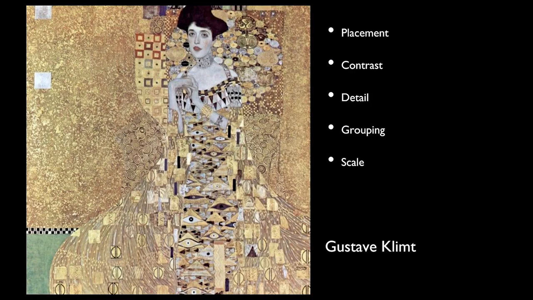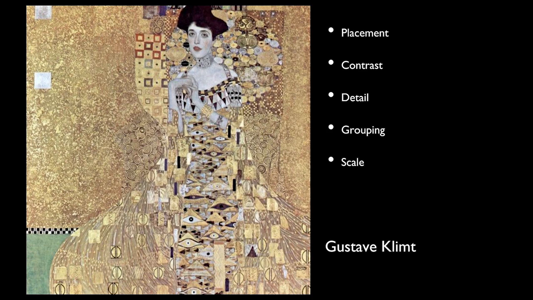Let's take a look at this work by Gustav Klimt. The focal point is the woman's face. You can see that he has not used placement, as the face is up towards the edge of the canvas. He has, though, used contrast, as the pale, flat tones of the skin contrast the intricate patterning of the rest of the work. He has not used detail.